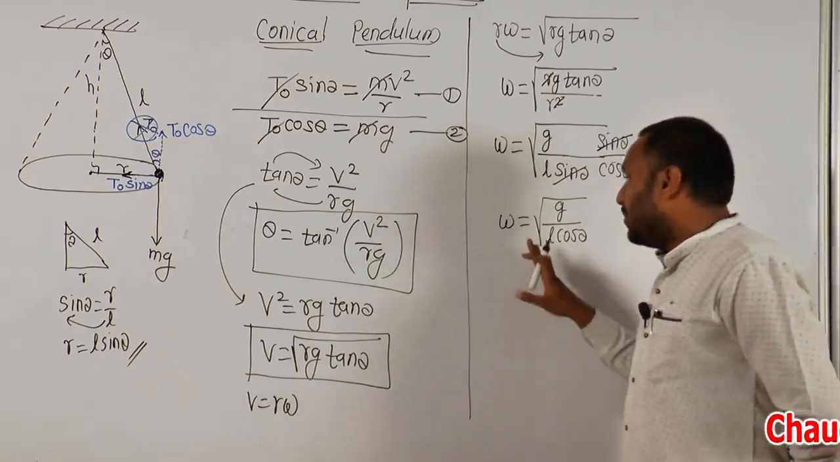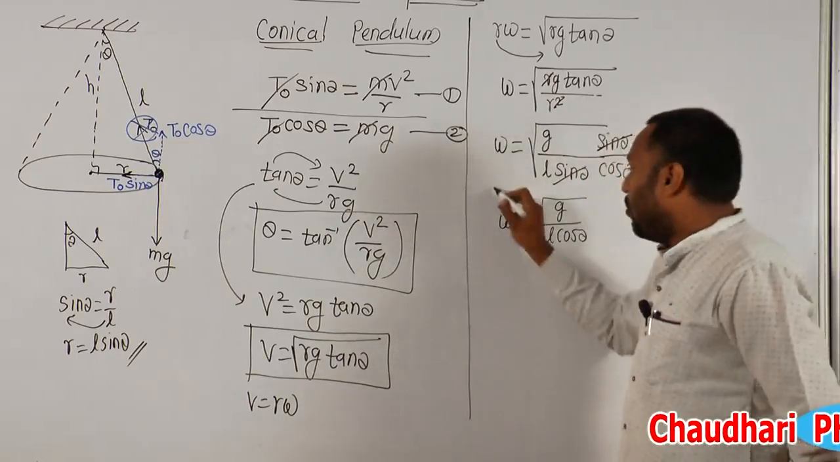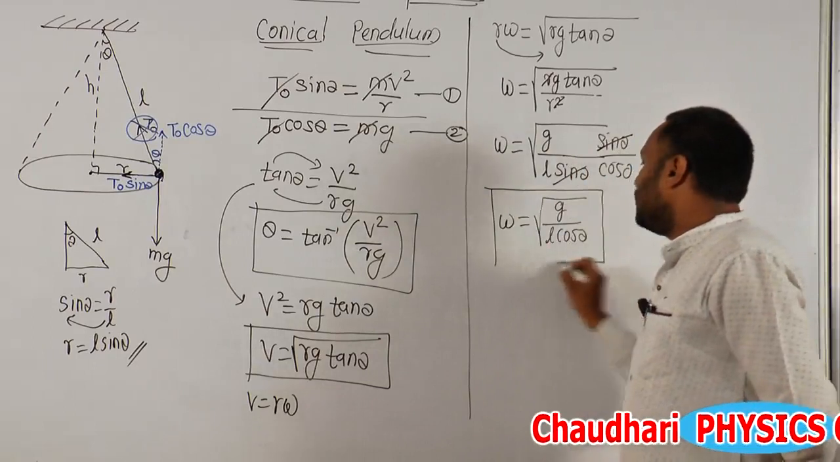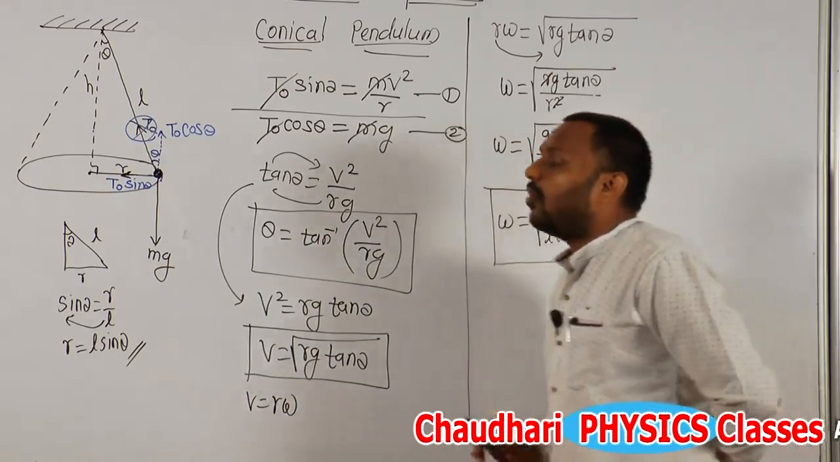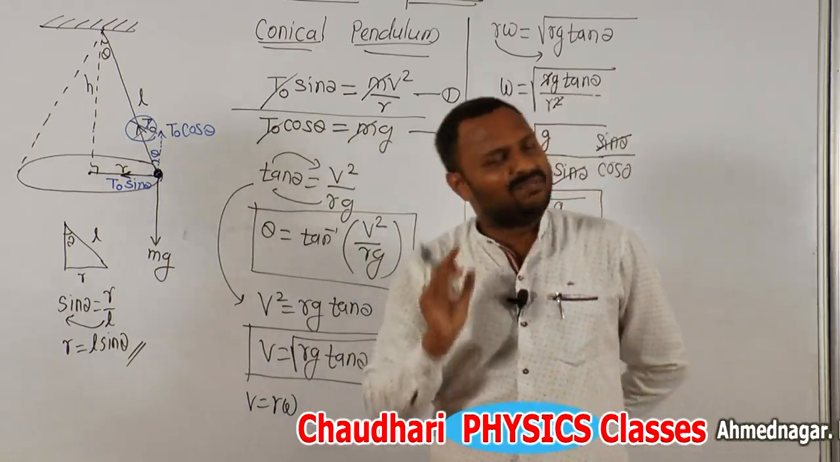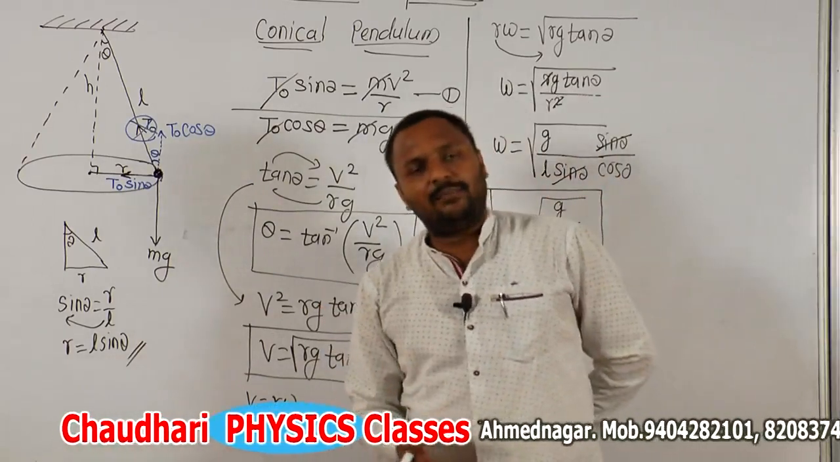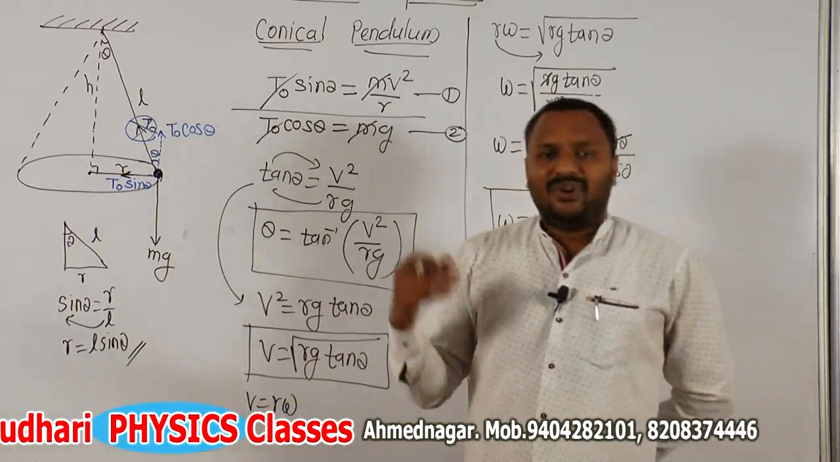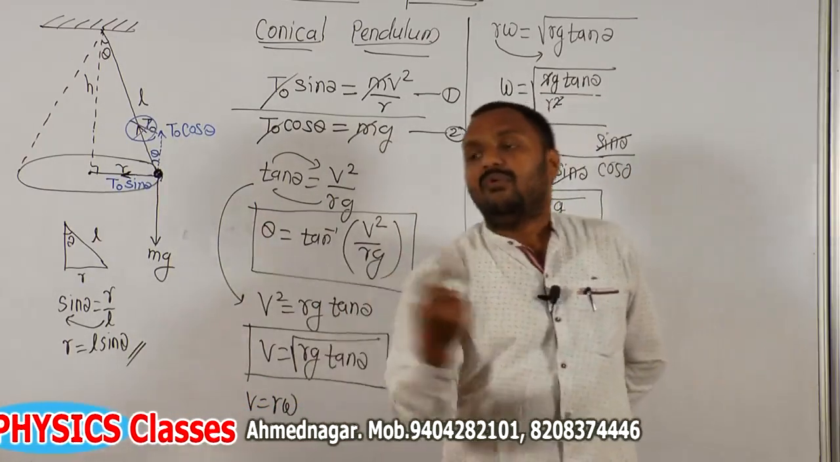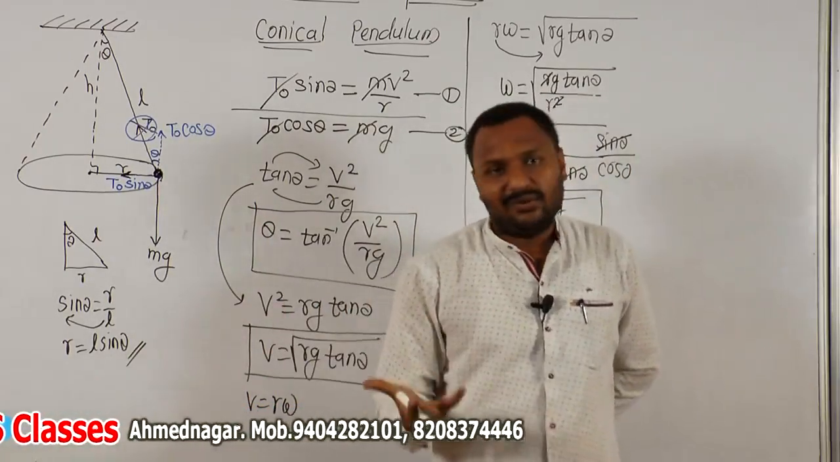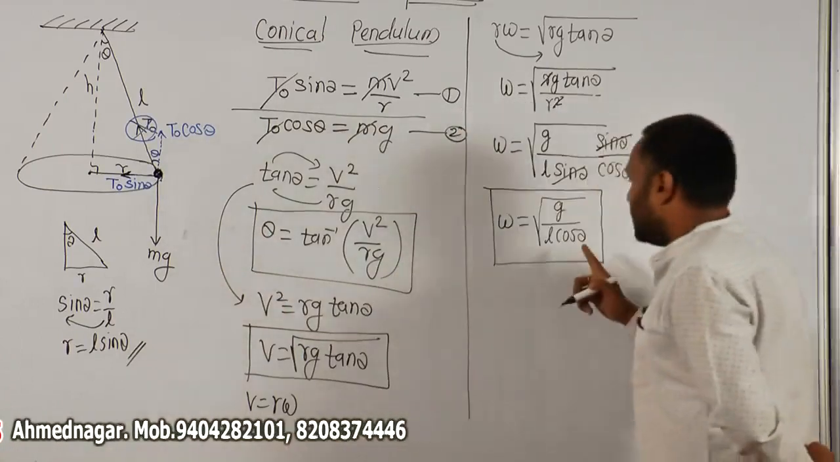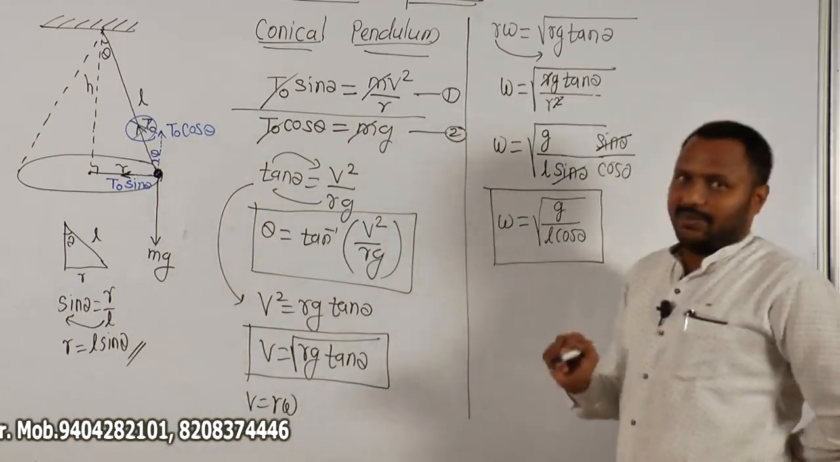Then by using that omega, meaning angular velocity, we can find out the angular velocity of this pendulum. If a numerical is asked in an example, find the angular velocity of this bob, because this bob moves along a circular path, then it has angular velocity, and its angular velocity can be found by using this formula.